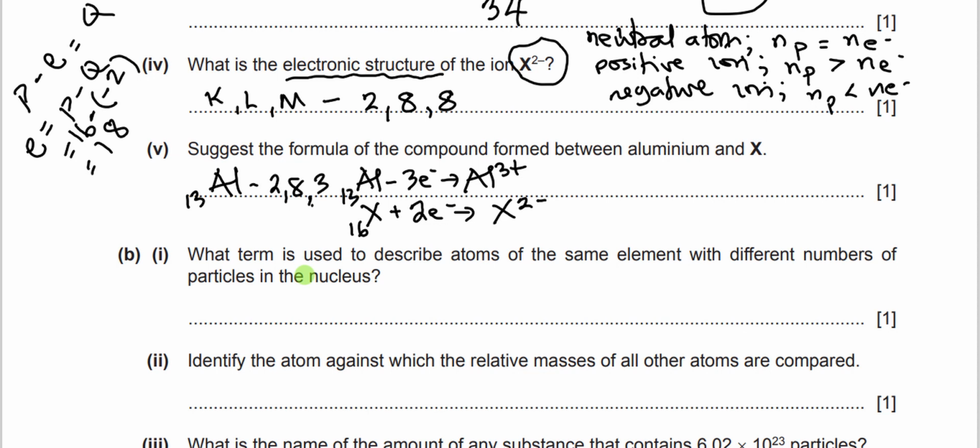So now when Al3+ and X2- combine, what will happen? They'll exchange their valencies. So the valency of aluminum here is 3, while this one is 2. So this goes here and this comes here. So that gives us what? The formula of the compound will be what?